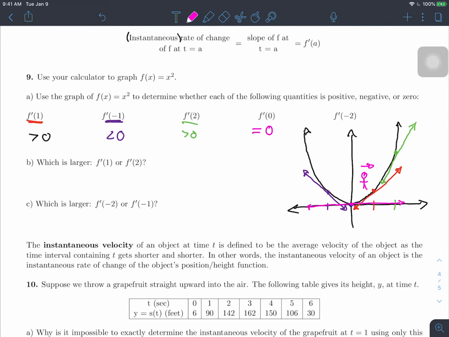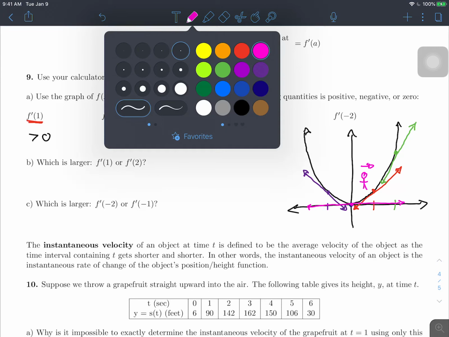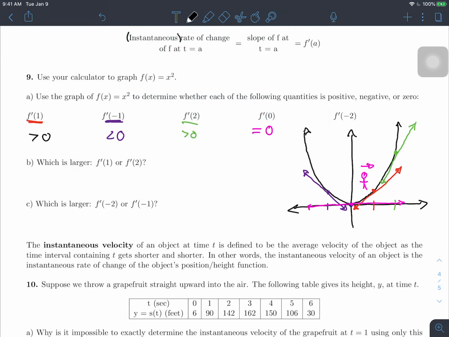Okay, and f prime of negative 2, do we even need to draw the line? What do we think? Positive or negative? Negative. Okay.